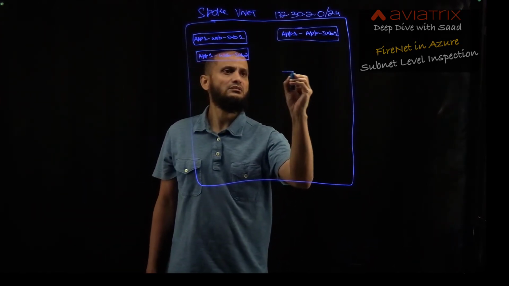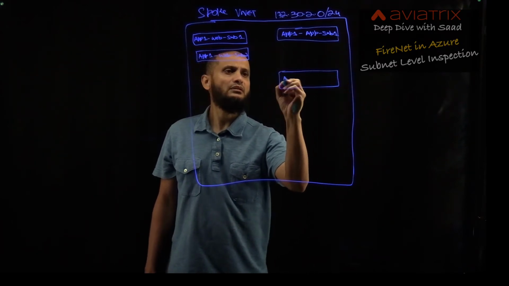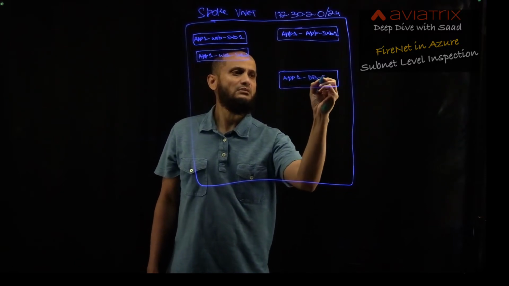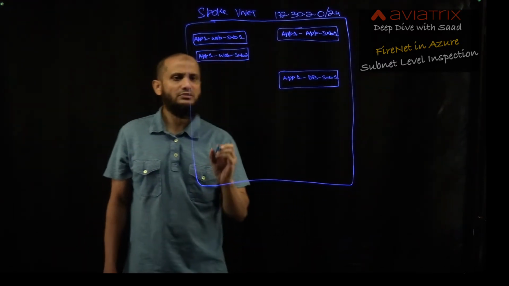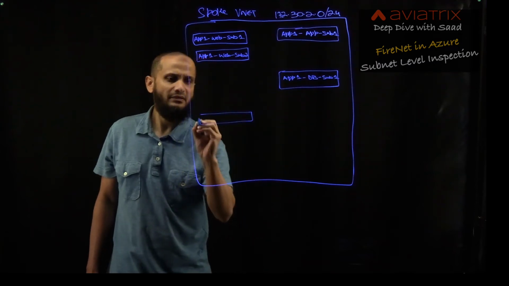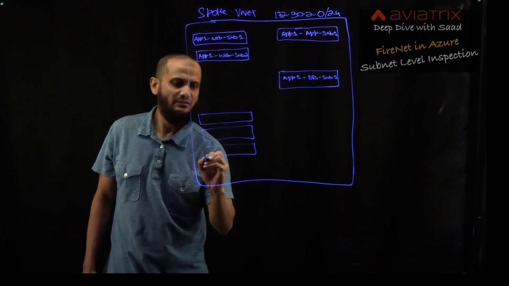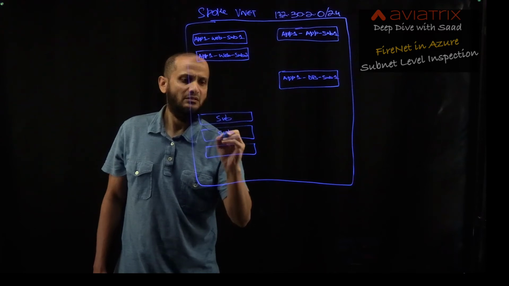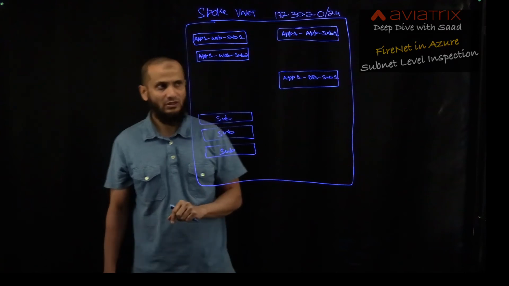And then there is another subnet. We are calling it app 1, DB subnet 1. There are some other subnets here in this VNet, and these are not part of the 3-tier application that we are talking about right now.